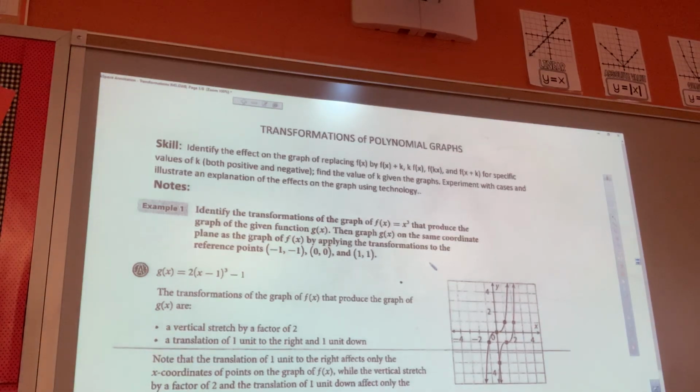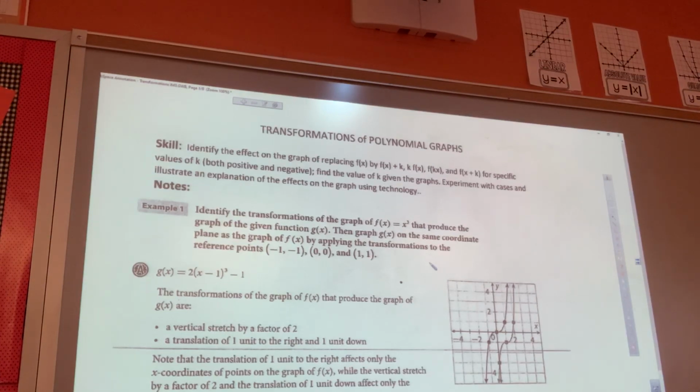All right, now we're going to talk about transformations of polynomial graphs. A transformation can be a translation, moving it left or right. It can be a reflection, moving it across the X or Y axis. It can be a rotation, rotating 90 degrees, 180 degrees, whatever, around a point. It could also be a dilation where we make it larger or smaller. So we're going to be talking about all different types of those.